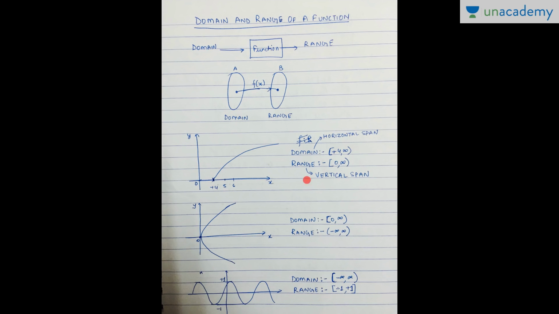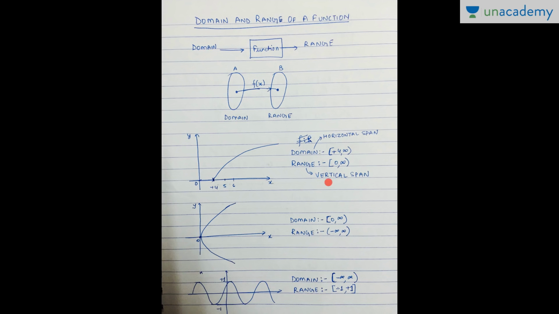So the key here is to just remember the domain is the horizontal span, range is the vertical span. For this question, the domain, the horizontal span, is from 0 to infinity, including 0. Range is the vertical span, that is from minus infinity to plus infinity, and hence this is the range. Similarly, you can look at this question.